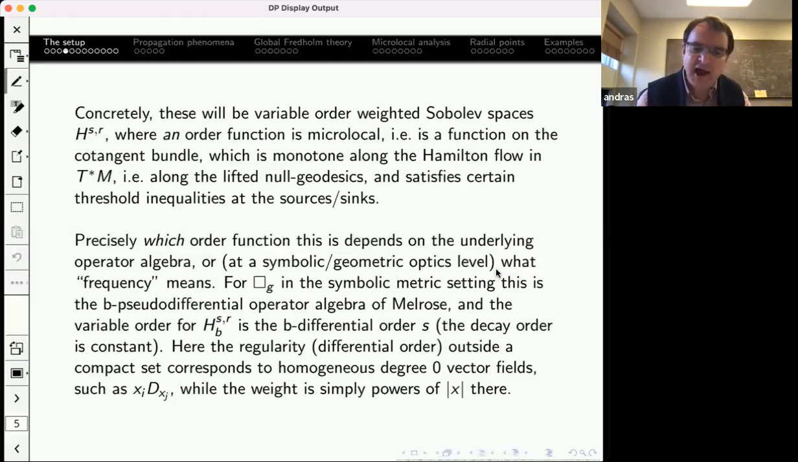The regularity, so differential order, is measured with respect to linear vector fields like x_i ∂_{x_j}. And the weights are, again, powers of just the norm of x. So for example, being in H_b^{2,0}, say with r equals 0, would say that you can take any two factors of an x_i ∂_{x_j}, like x_{i1} ∂_{x_{j1}}, x_{i2} ∂_{x_{j2}}, apply them to u and get things in L², as well as if you just take one factor or zero factors. So that's what this space would be.